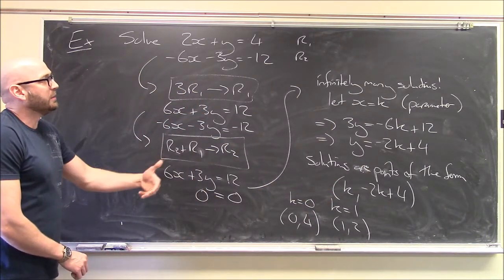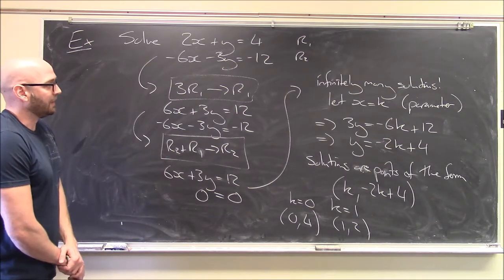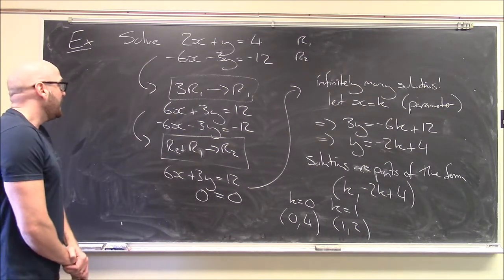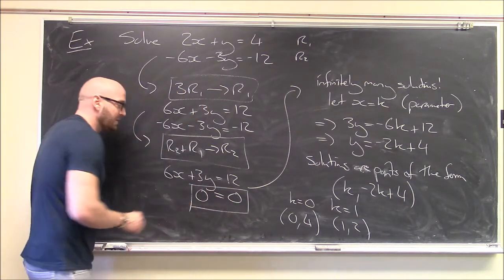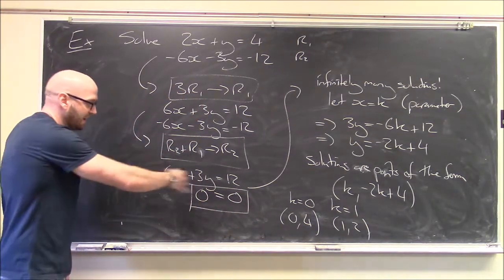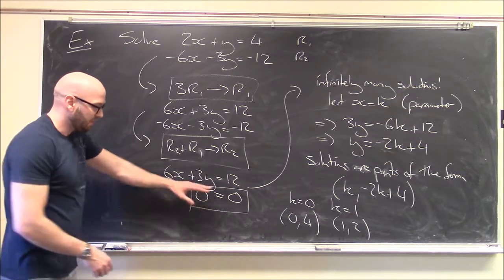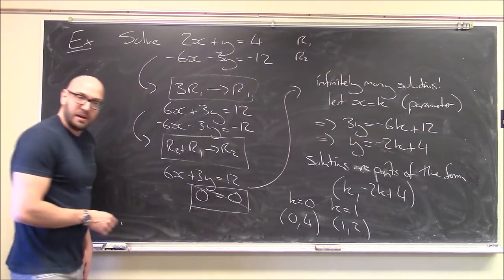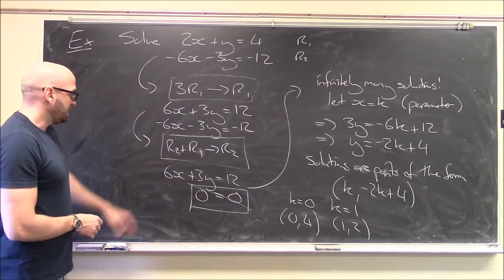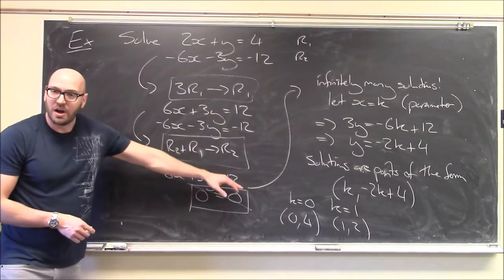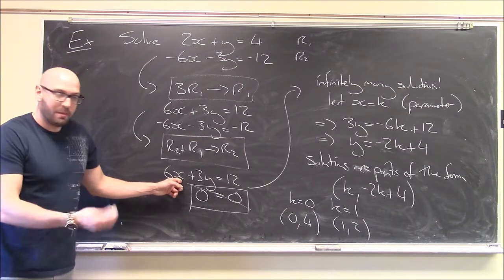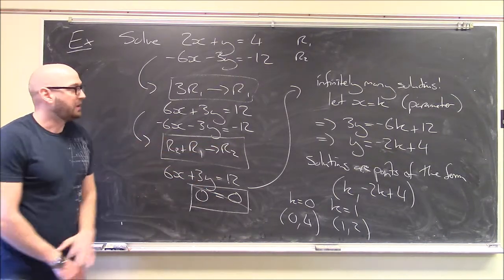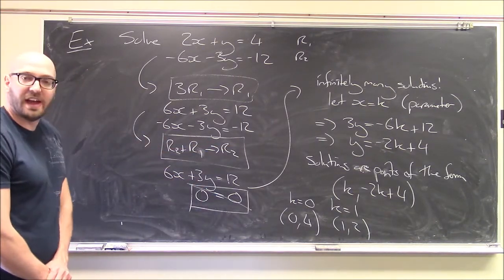So this is typically what you'll run into when you see a system that has infinitely many solutions. You'll run into something like this, where you completely eliminate an entire equation in the system. This no longer carries any interesting information, and you're just looking at 6x plus 3y equals 12 at this point. So you say, okay, I'm just going to let x be a parameter, and then I'll write down what y is as well. And this can happen.